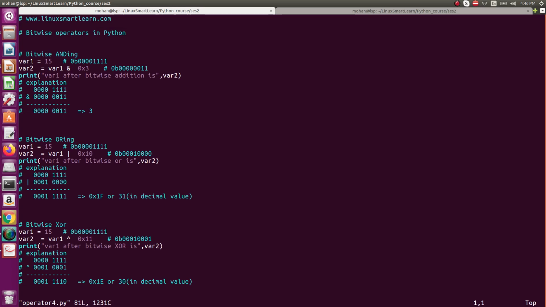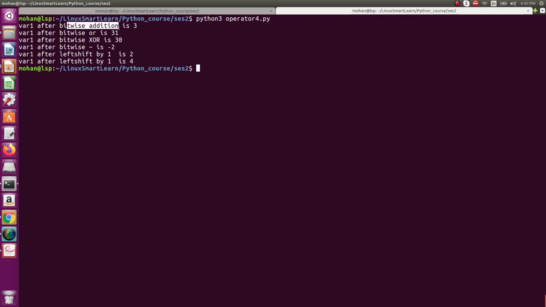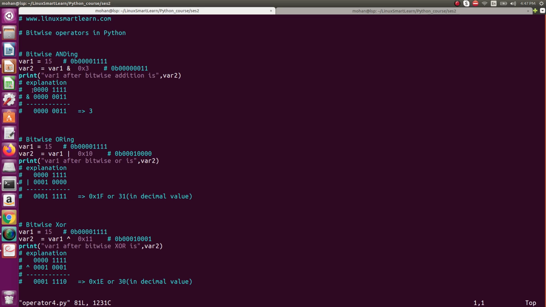So now we have var1 equal to 15 and var2 equal to bitwise ANDing with 3. So we get var1 after bitwise ANDing is 3. Now let's explain how we got 3 here. The binary representation of 15 is as follows, and the binary representation of 3 is here.